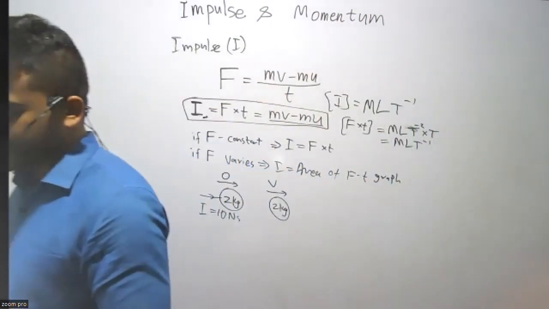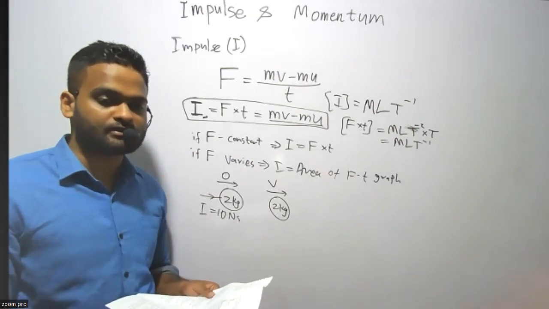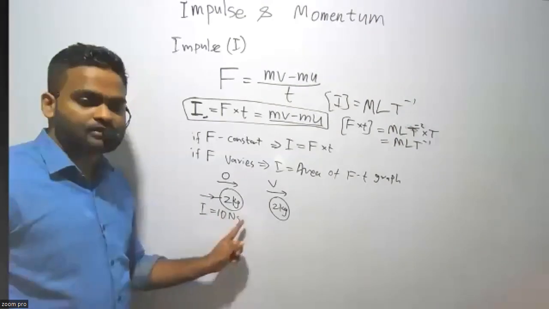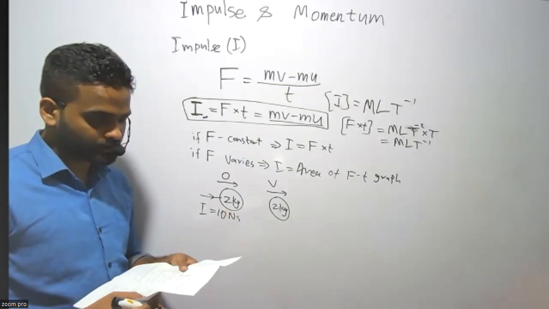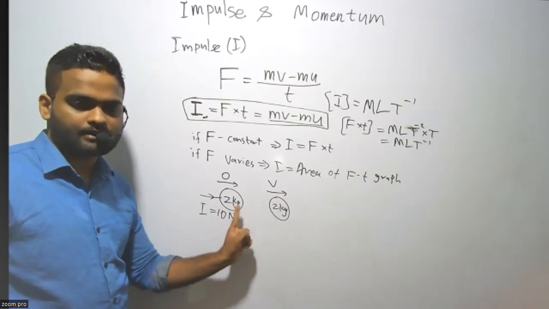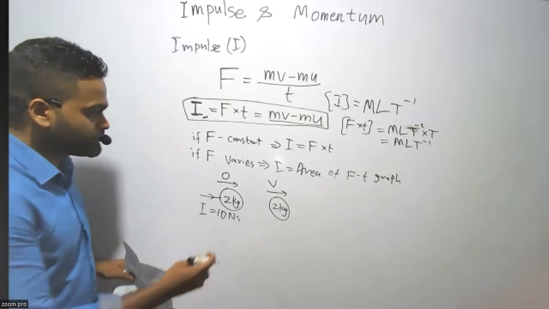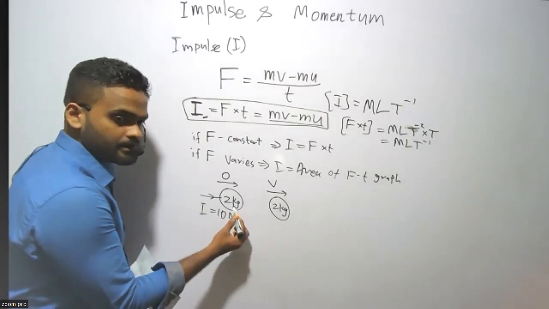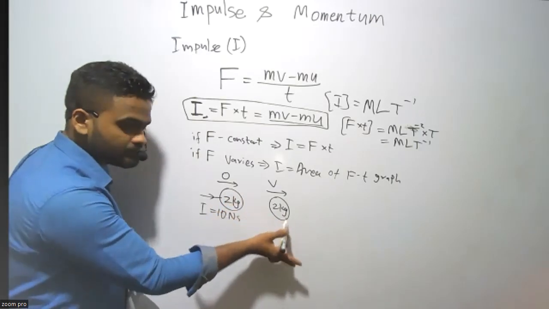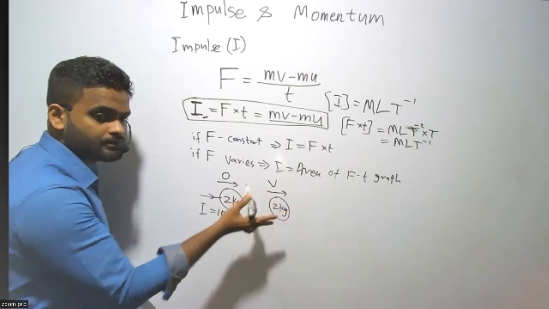So the third one: the speed gained by an object when an impulse of 10 newton second is given. This is not force, this is impulse, right? 10 newton second is actually a change of momentum. It is given to a 2 kilogram object. You can draw a sketch like this. The 2 kilogram object is initially at rest, then its speed increases to v.